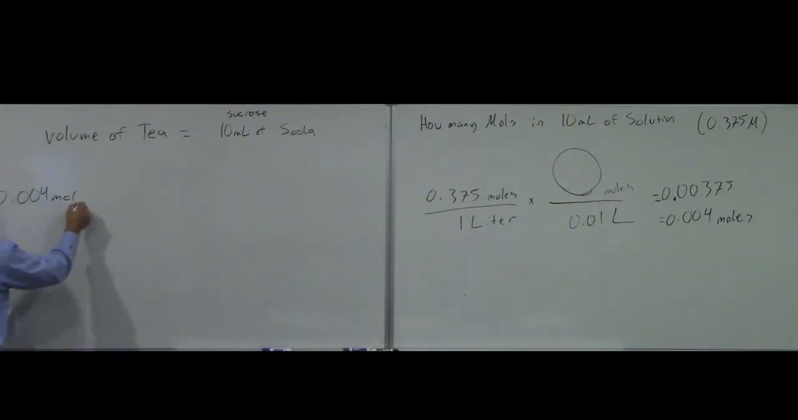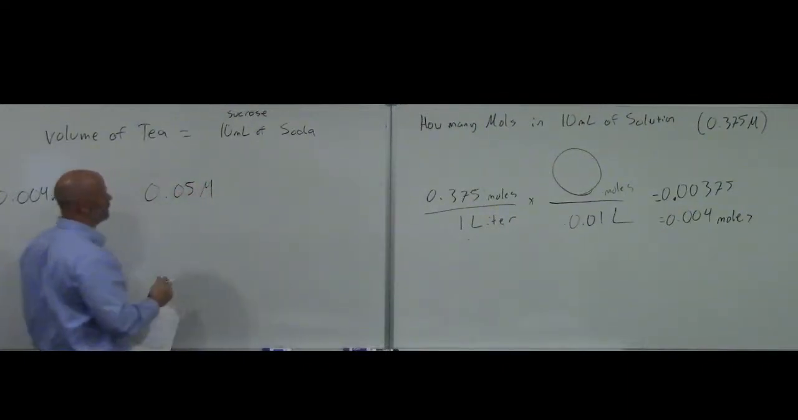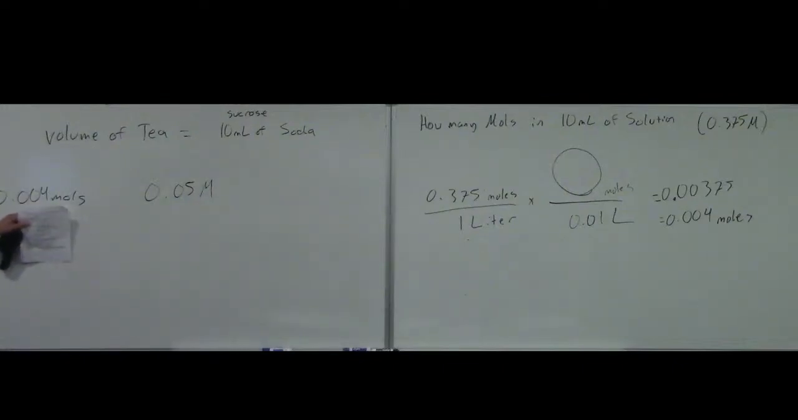0.004 moles. So really, all I'm trying to figure out is how much of this sweet tea I need to come up with 0.004 moles of it. And so what was my molarity of my tea? It was a couple problems back. You all remember doing it? Got it in our notes? It's 0.05 molar. So I've got a 0.05 molar solution, moles per liter. I want to know how much of that I need to have 0.004 moles.